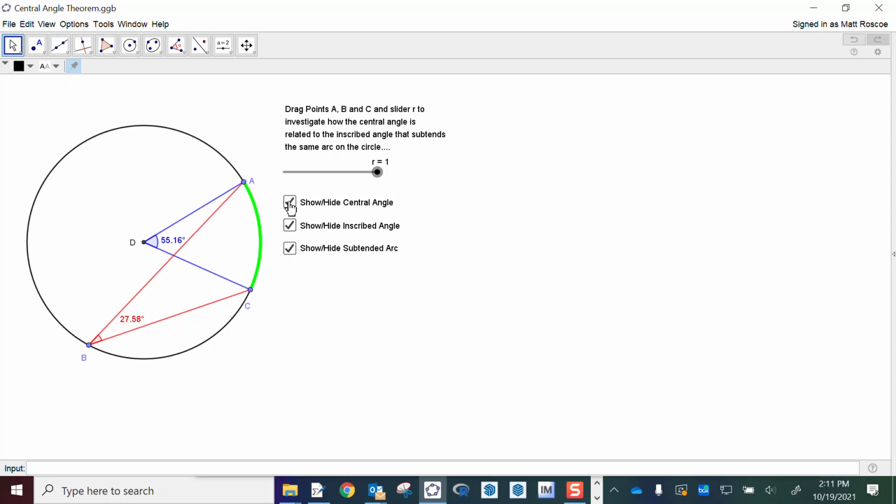I did put some checkboxes in so they could see the difference between the things that are called central angles. The central angle, of course, includes the center of the circle at its vertex. The inscribed angle would be the one that's on the circle. All vertices are on the circle, and you can show and hide the subtended arc that they share. In other words, the central and inscribed angle share the same arc, or open up to the same arc.